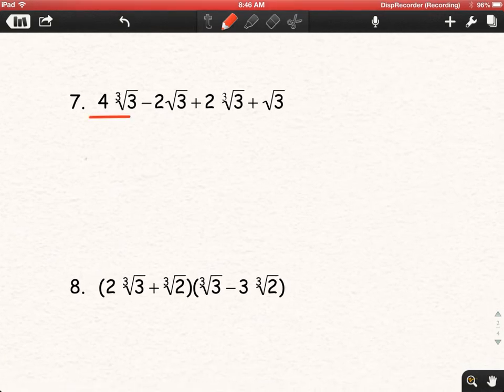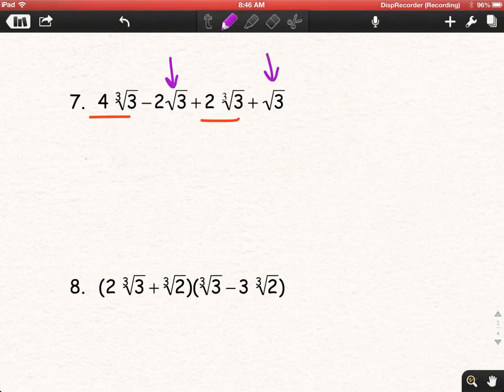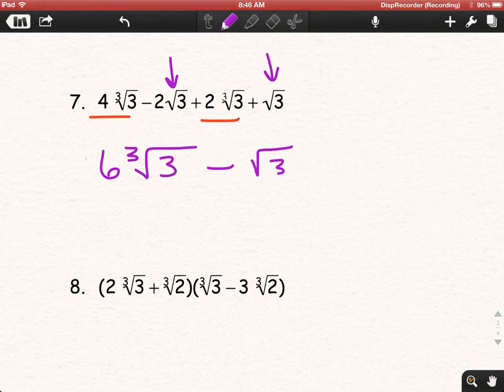Okay, next problem was about like terms. We have square roots and cube roots. And so we've got 6 cube root of 3, and we have negative 1 square roots of 3.